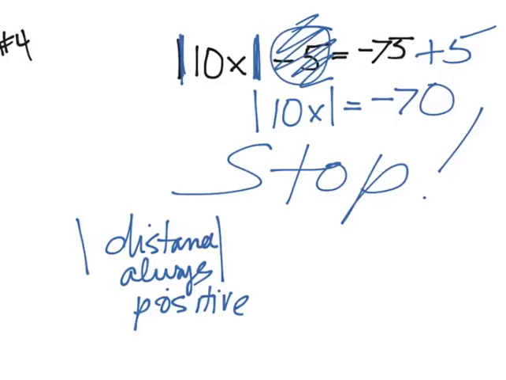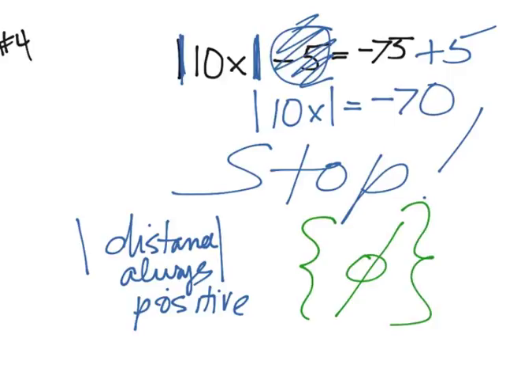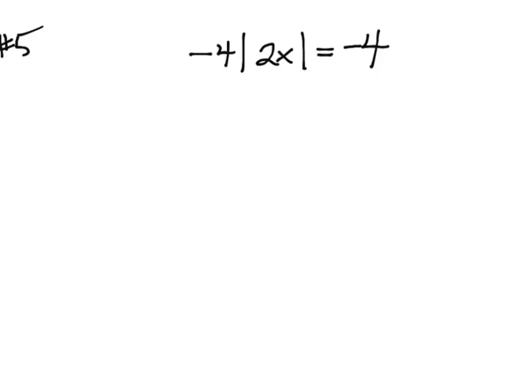Now the answer will be written like this. This is a set of nothing. Not 0. It's a set of nothing. There's nothing there. That's called null or void. There is no possible answer. And we're going to talk more about no possible answers soon.